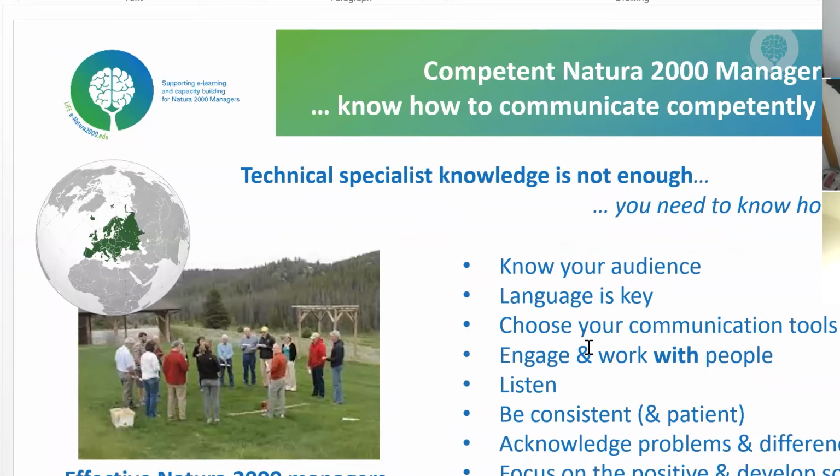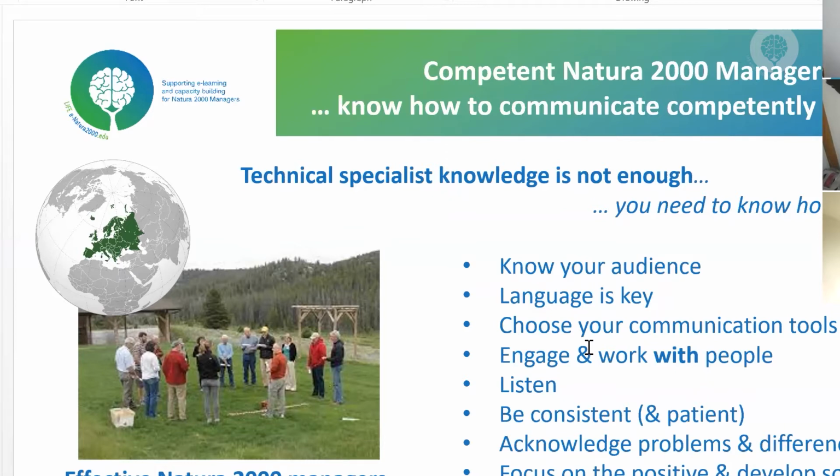So Natura 2000 and protected area management can be demanding. You need to be competent and very much a technical specialist as part of your work, but in itself, that isn't enough. In order to achieve more for nature, you need to know who you're working with, how you communicate with them. You need to be able to listen to the concerns and also the interests of the stakeholders and local community groups that you're working with.